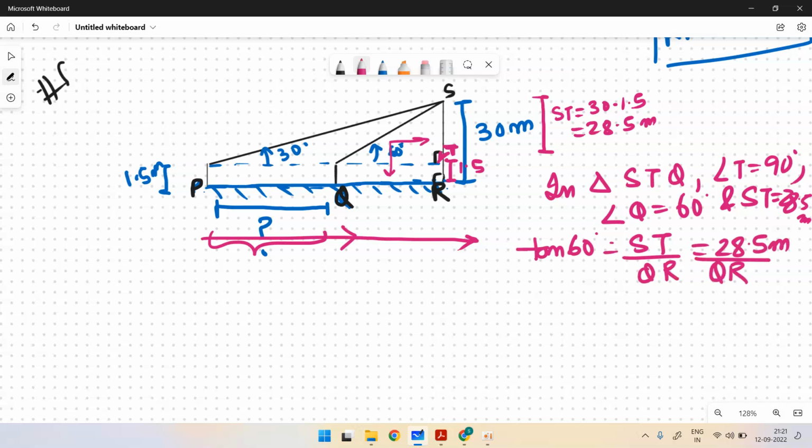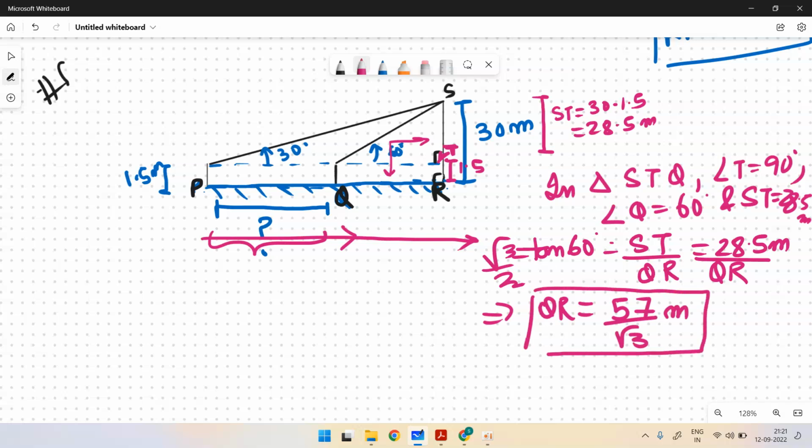But tan 60 is nothing else but root 3 by 1. Which implies that QR equals 28.5 by root 3. 28.5 into 2 is 57, so QR is 57 by 2 root 3, which is 57 by root 3 meters... Now, QR you have calculated.